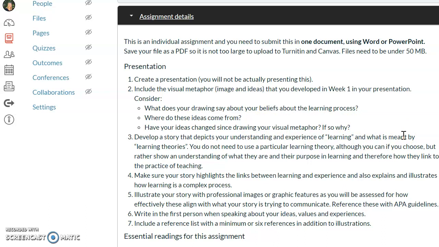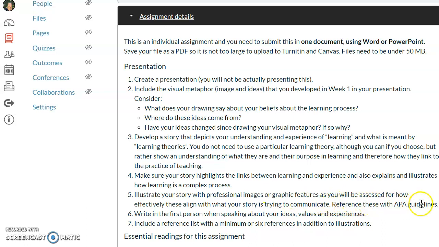Point 3, develop a story that depicts your understanding and experience of learning and what is meant by learning theories. So you don't actually need to include a particular learning theory. You can if you choose, but we really want you to show that you have an understanding of what they are and their purpose in learning and how they link to the practice of teaching. This will make more sense when we look through the exemplars. So make sure your story highlights the links between learning and experience and explains and illustrates how learning is a complex process. Illustrate with professional images and graphic features.